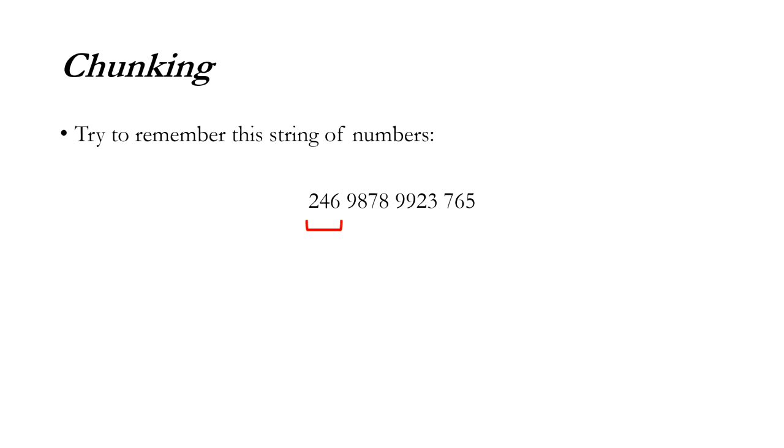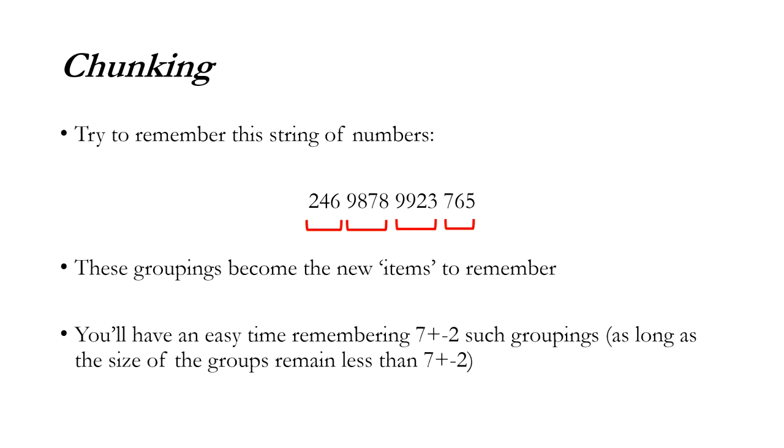Why? Chunking. Check it. Group, group, group, group. These groupings become the new items to remember. You'll have an easier time remembering 7 plus or minus 2 such groupings, as long as the size of the groups remain less than 7 plus or minus 2. This is to say that we can remember 7 plus or minus 2 random items without much difficulty.